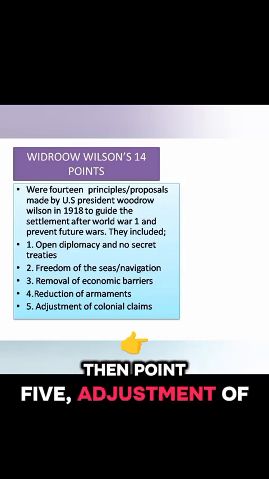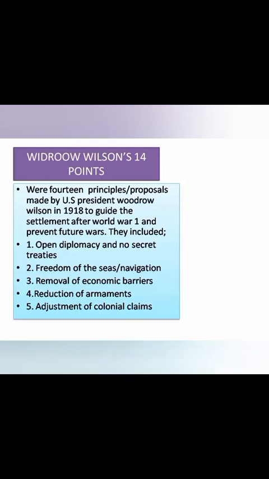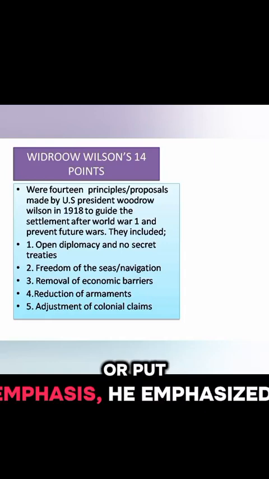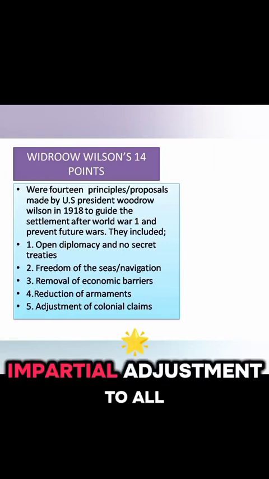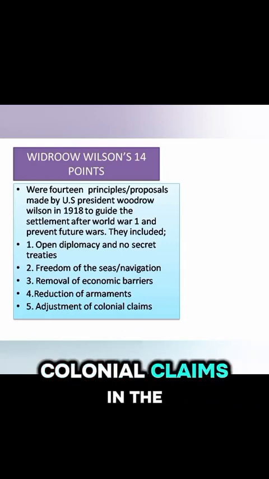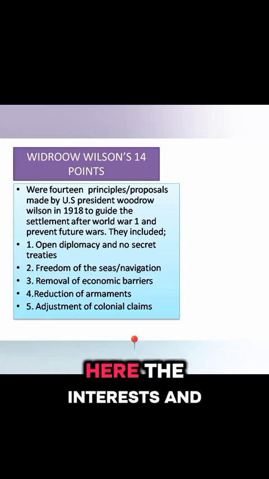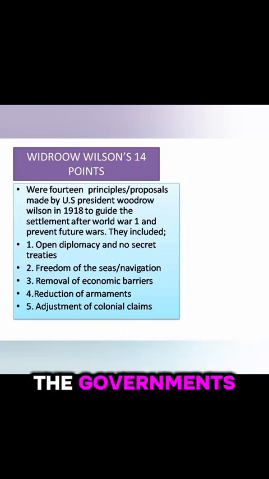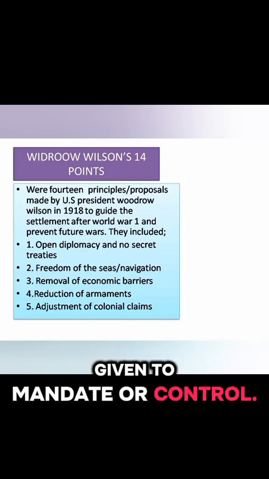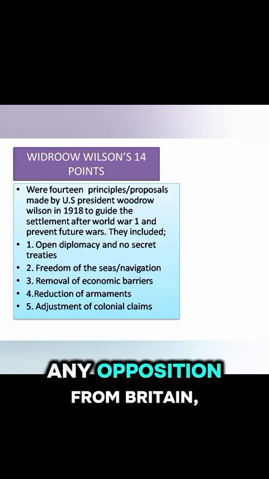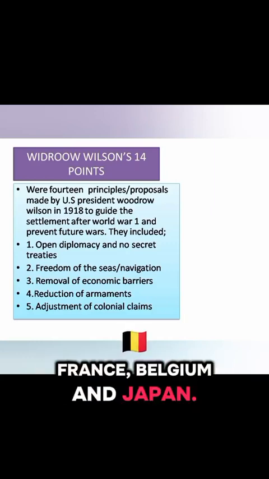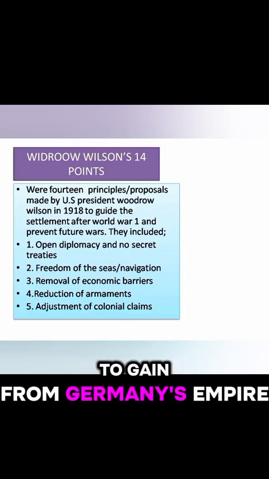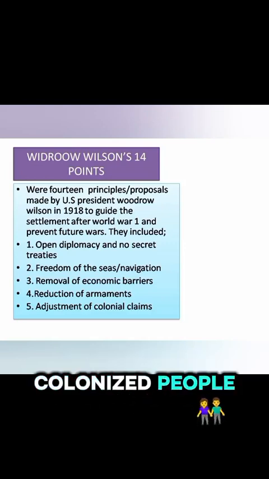Then point 5, adjustment of colonial claims. Here, he emphasized impartial adjustment to all colonial claims in the interest of the colonized. The interests and the sentiments of the colonized were to be considered equal to those of the governments given mandate or control. This went without any opposition from Britain, France, Belgium, and Japan. This could be explained from the fact that they all wanted to gain from Germany's empire rather than gain from the colonized people.